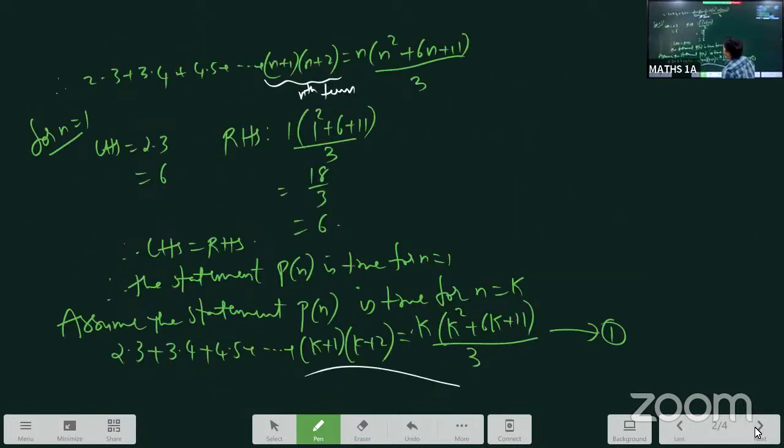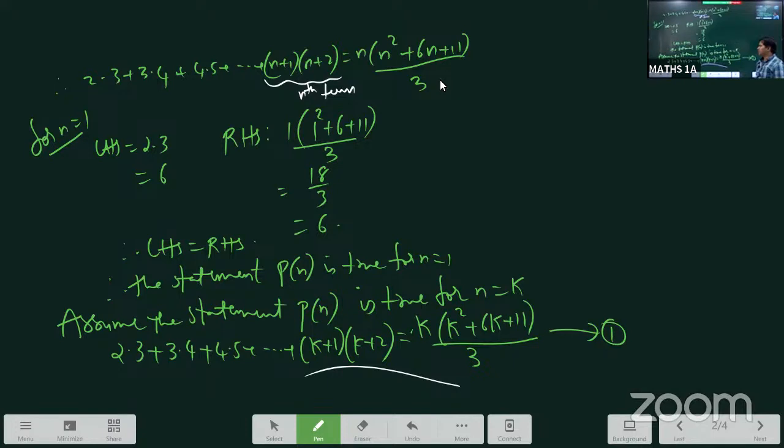Once I get the nth term, I replace that nth term there. Now I checked for n equal to 1. n equal to 1 means first term, 2 into 3, that is 6. And RHS, put n equal to 1. So when you put n equal to 1, I get 6 equal to 6. So the statement is true for n equal to 1.